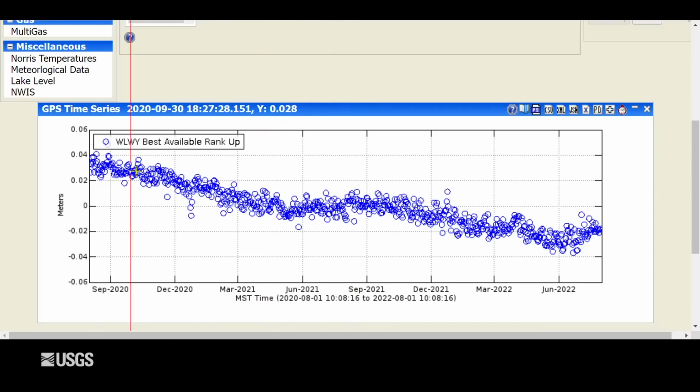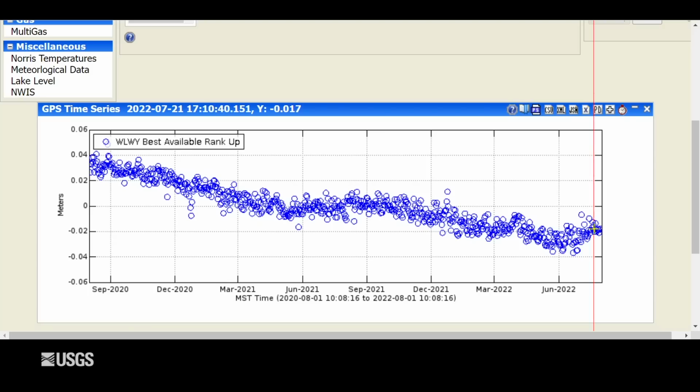You can see over the last 2 years, and in fact going all the way back to 2015, there's been an overall trend of subsidence. But it is interrupted in summer months by a pause in that subsidence or even a slight amount of uplift. You can see it here during the summer of 2021, and again ongoing right now during the summer of 2022.